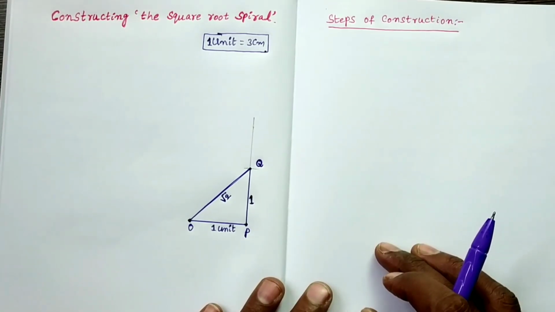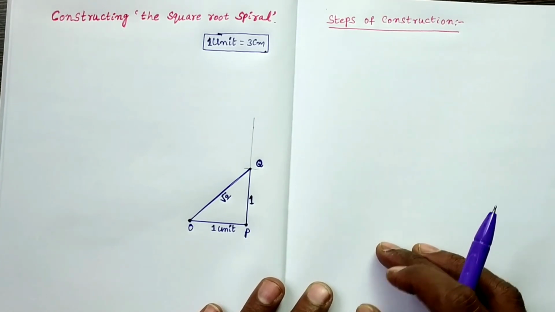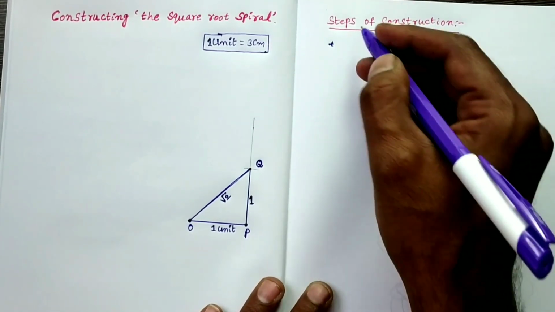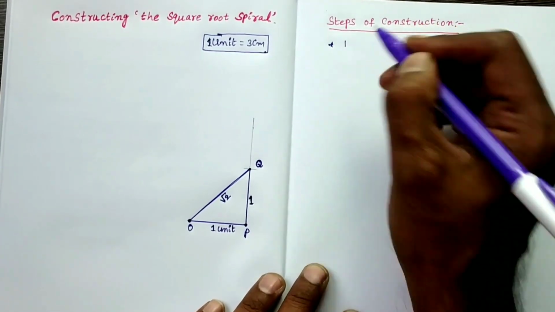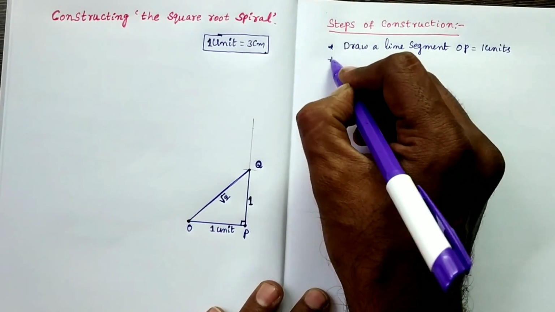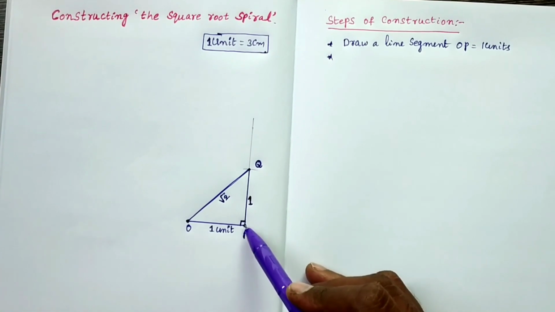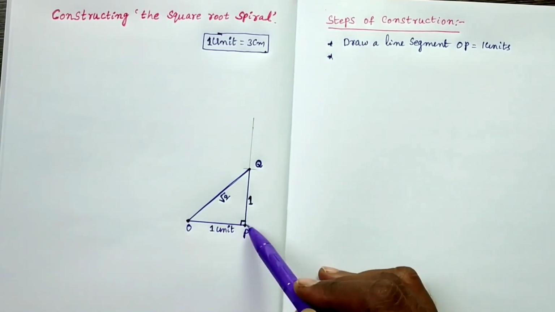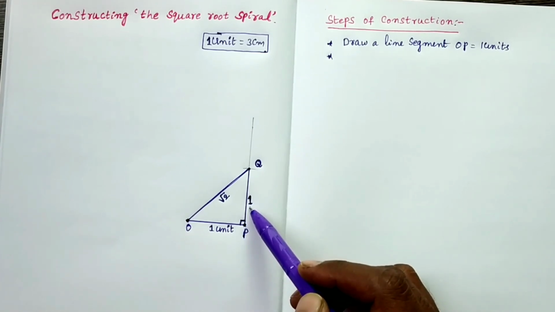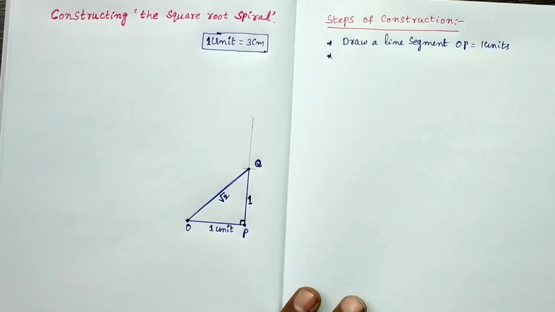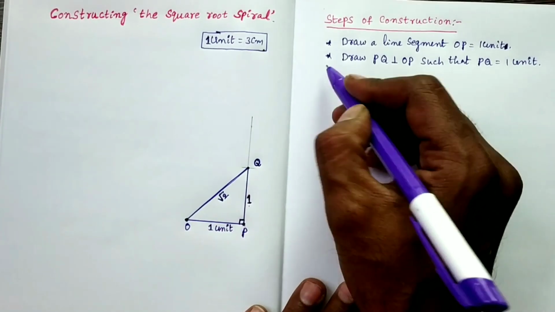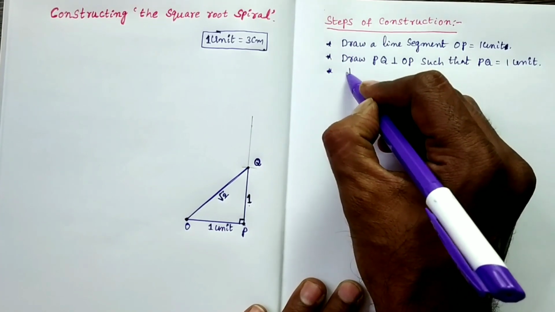We can go to the steps of construction with the analysis. Steps of construction. First one, draw a line segment OP equal to 1 unit. Next step, draw PQ perpendicular to OP such that PQ is equal to 1 unit. Then you join OQ.